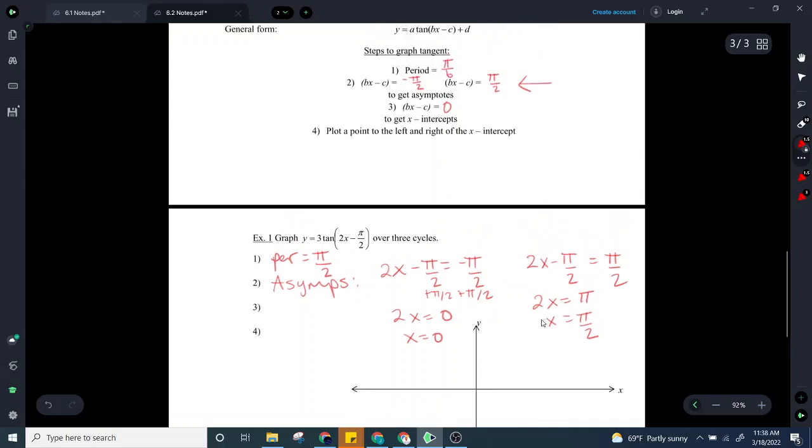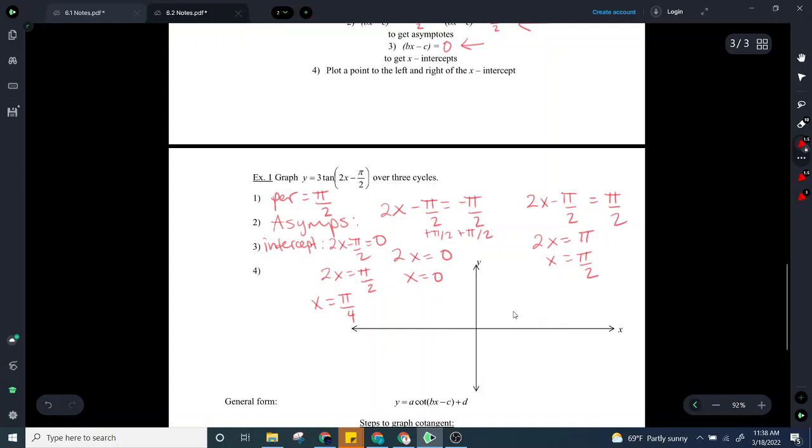So to get the x-intercept, we're going to do the same thing. We're going to set 2x minus pi over 2, but notice what we set it equal to. We set it equal to 0. And we're going to solve that equation. So I'm going to add pi over 2. Divide by 2, I get pi over 4.